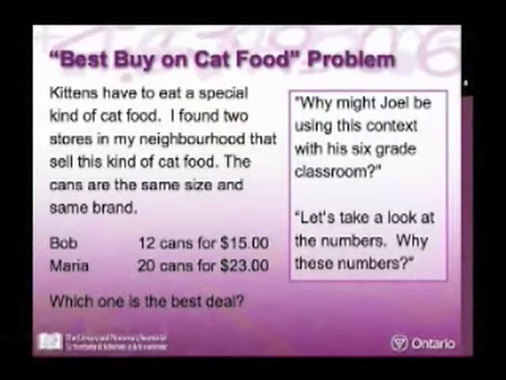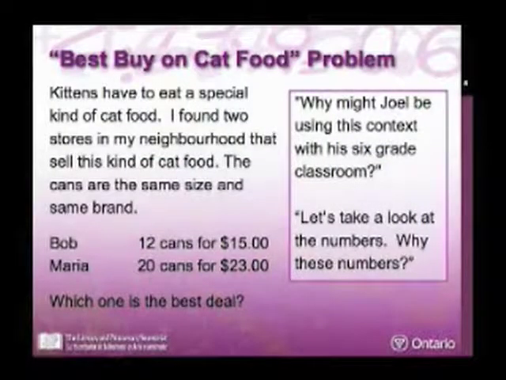So now let's shift to children and to Joel. Why might Joel be using this context with his 6th grade classroom? And let's take a look at these numbers. Why these numbers? Do you think these numbers were random? Were these really the numbers at the store, or did Joel choose these numbers? And if Joel chose the numbers, and actually I'm going to tell you he did. Yeah, I'm sure you did. He chose it with me and with Martin Dolk, my co-author. We carefully planned this problem, and it's within a sequence of problems in a unit that we call best buys, ratios and rates. What did they support the development of?